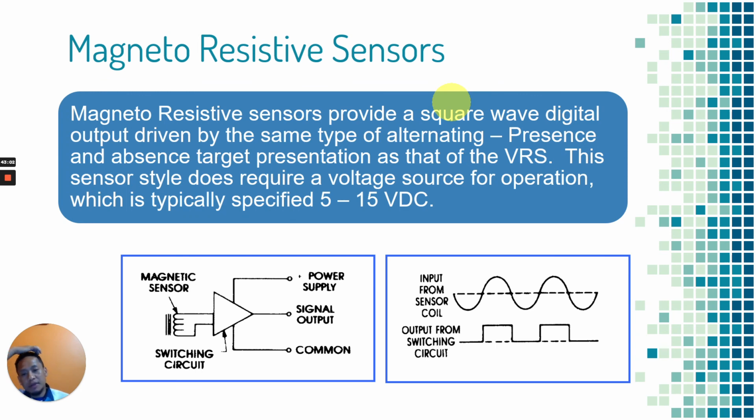Magnetoresistive sensor. This magnetoresistive sensor provides a square wave digital output driven by the same type of alternating supply. So the power supply is an alternating wave, and the output from the switching circuit is on and off, in a square wave.